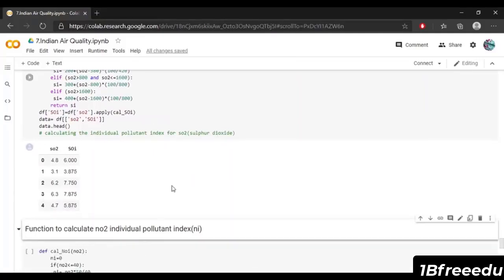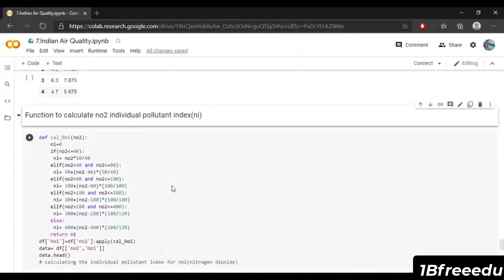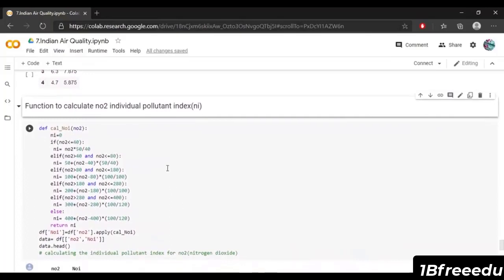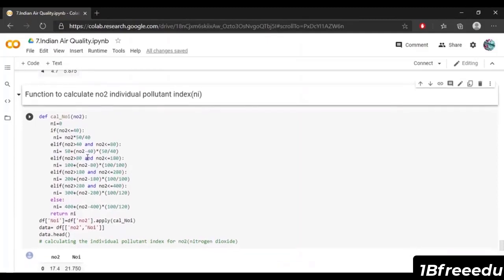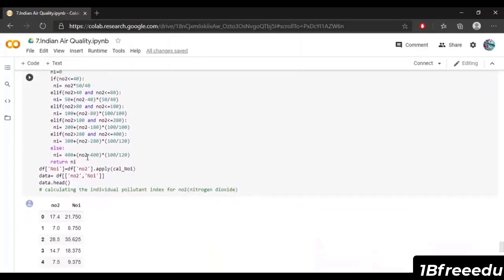For example, nitrogen dioxide. Again, there is a formula to calculate the individual pollutant index, and using this function, again we have given a range and then used the formula in order to calculate the individual pollutant index for nitrogen dioxide gas. And the same process has been repeated for the other remaining columns. As you can see over here, these are the original NO2 values, and from that, giving a range, we have created a function which calculated the pollutant index.